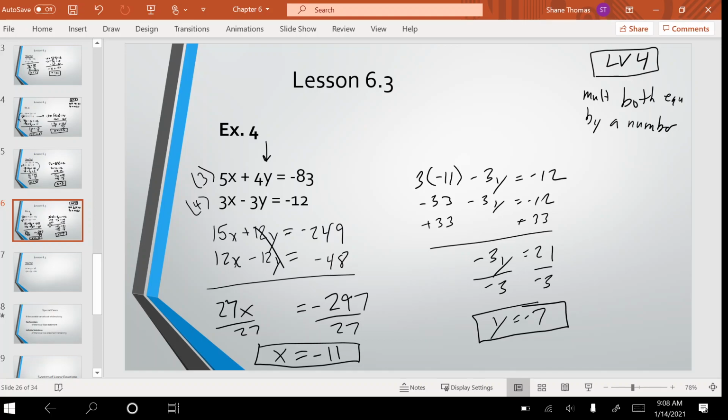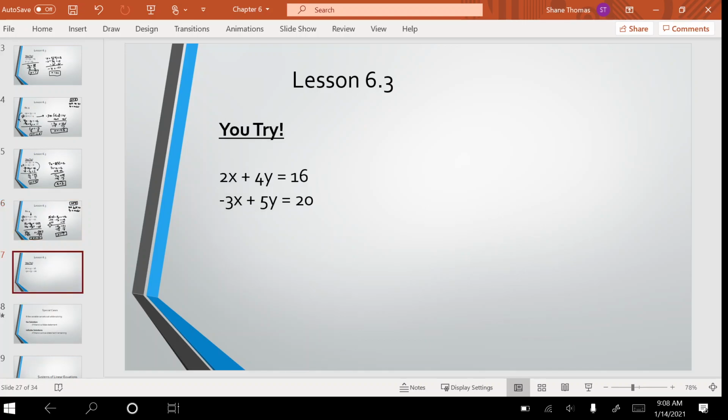What? Oh my. Any questions with that? All right, that's a level 4 equation. That wasn't that bad. I agree with you. Nah, we're in good shape. All right. You guys try one, level 4.